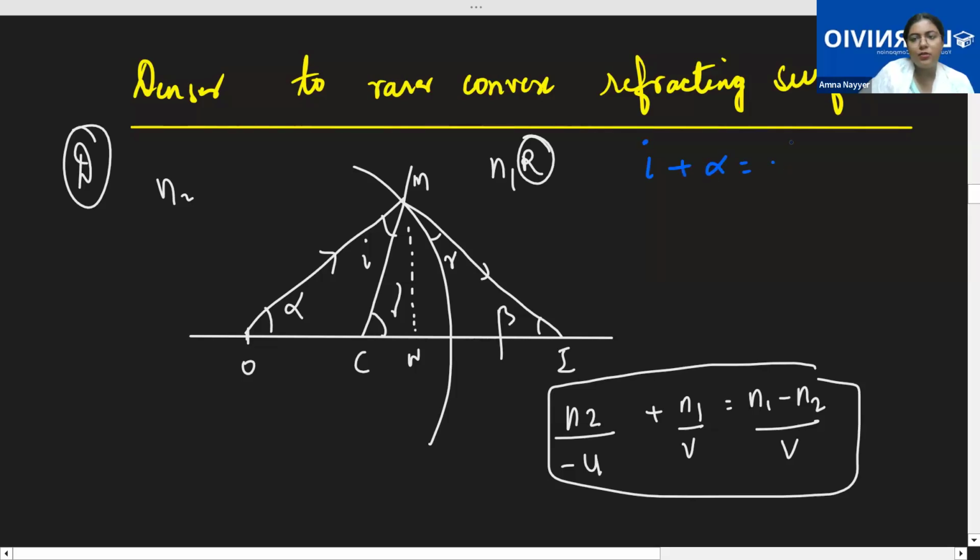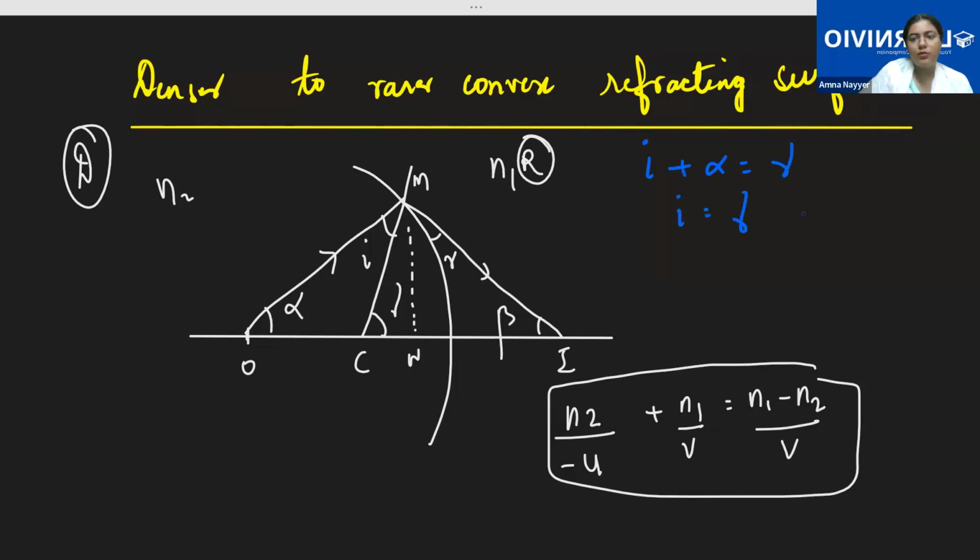I plus alpha is equal to gamma. So I is equal to gamma minus alpha. And from this triangle, if you look, this one, this is for alpha. And for R, if you see this triangle, these are the opposite sides. Just a second. This is alpha, this is I, this is gamma for this one.